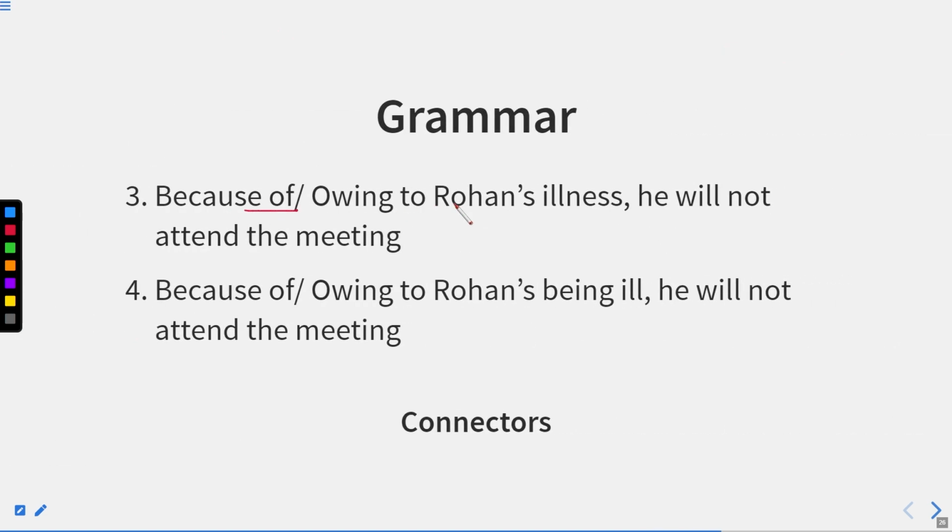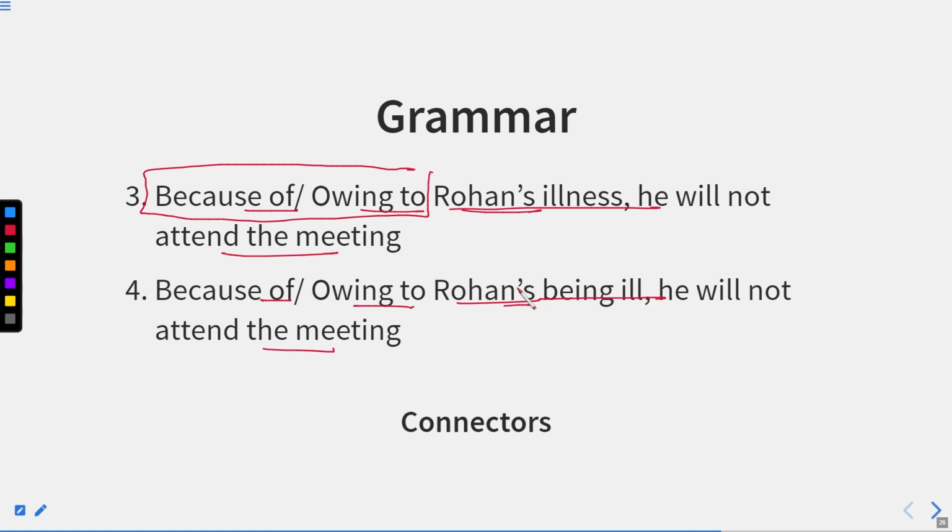Because of Rohan's illness, he will not attend the meeting. Owing to Rohan's illness, he could not attend the meeting, or he will not attend the meeting. Now this sentence can be made in another structure as well. Because of Rohan's being ill, he will not attend the meeting. Owing to Rohan's being ill.